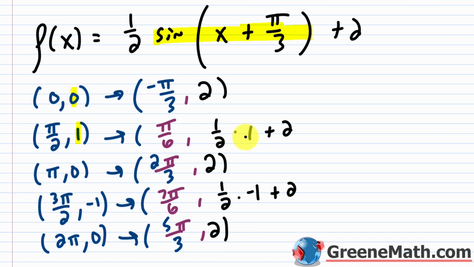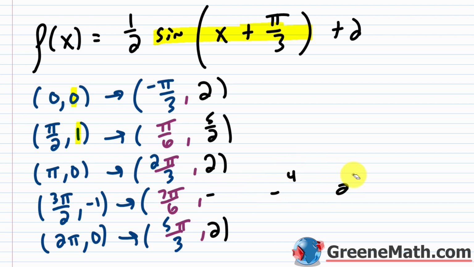For this one, 1/2 times 1 is 1/2, and then plus 2, you could say this is 1/2 plus 4/2, so this is 5/2. So 5/2 is what you're looking for there. Okay, here, this would be 1/2 times -1, that's -1/2, and then plus 2, so let's say plus 4/2, and that would be 3/2, so that would be for that one. So not too bad overall. Again, getting the y values is always much easier.